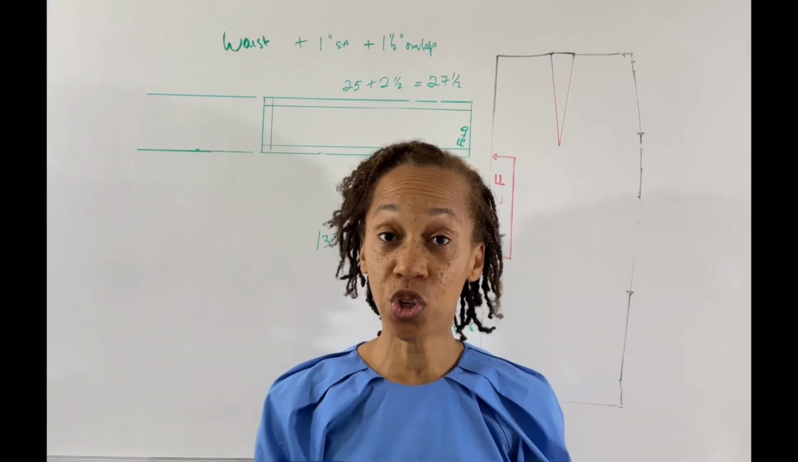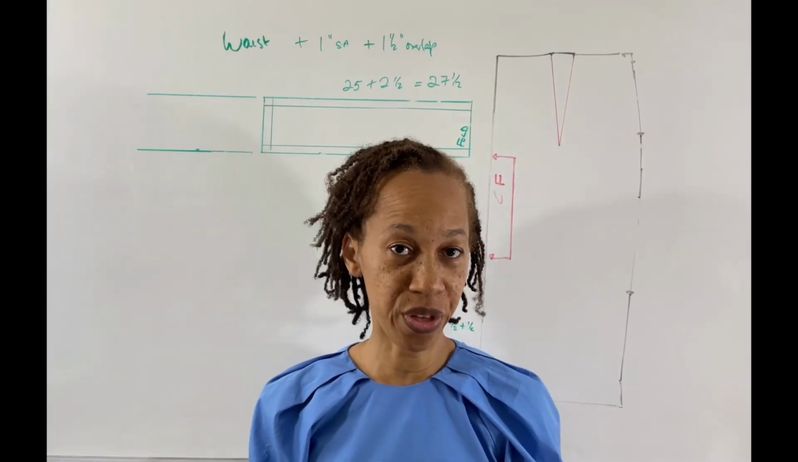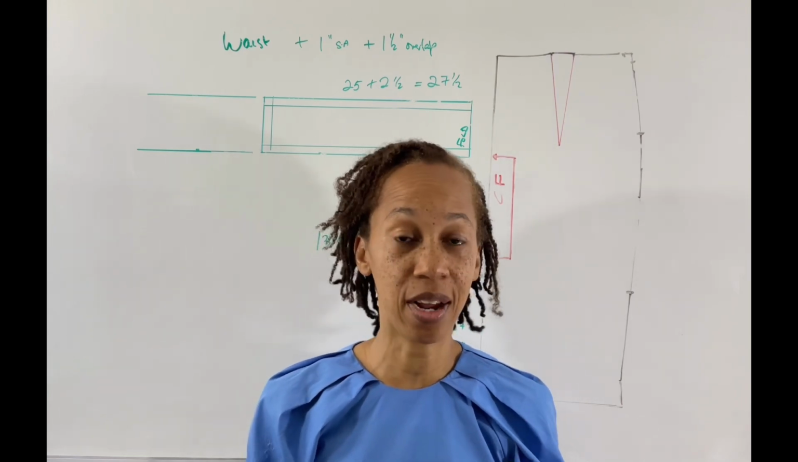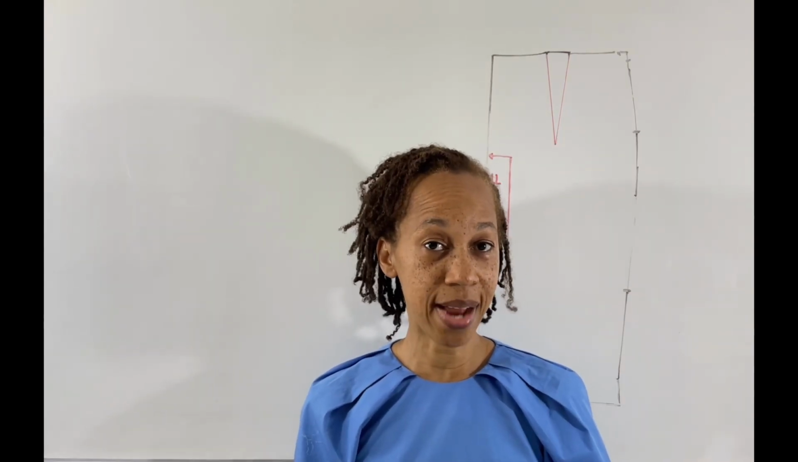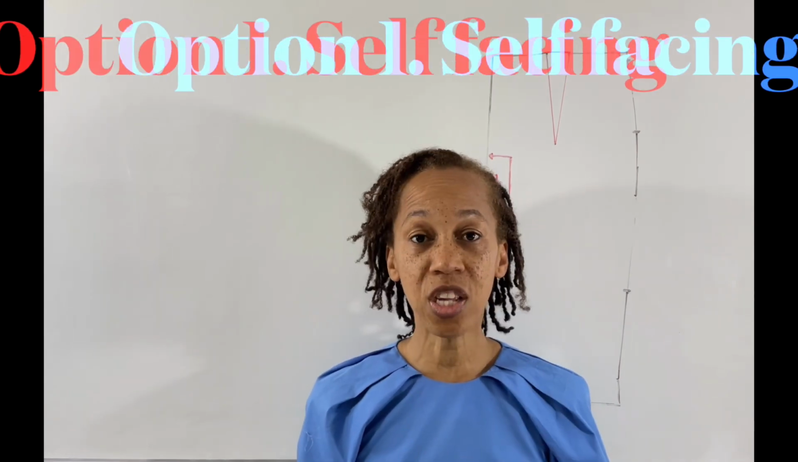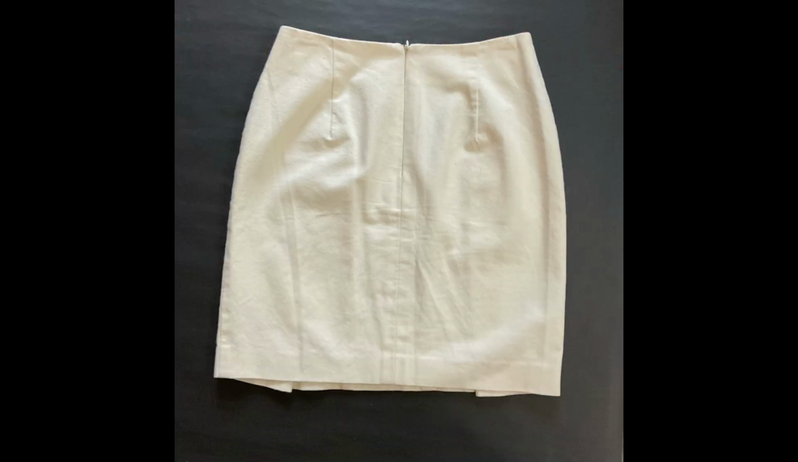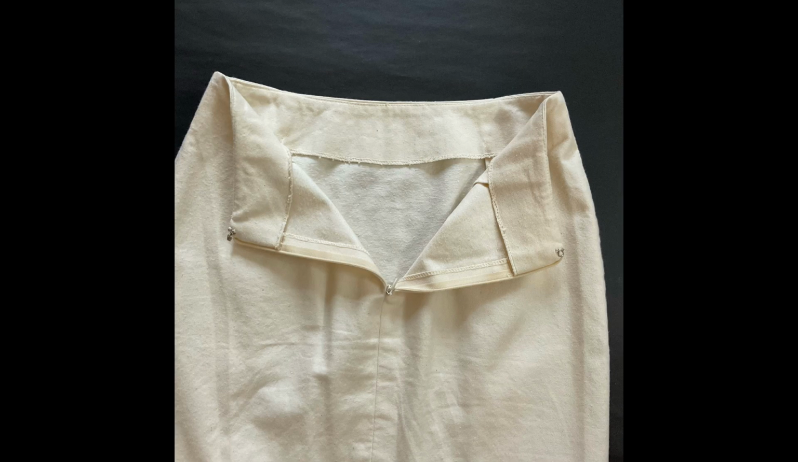Okay, so now I'm going to show you two other optional methods of clean finishing your garment if you don't want to use the standard rectangular waistband. If you don't want to use a traditional rectangular waistband on your garment, then you might have two other options. The first option that you'll have is using a self-facing. So when you're using a self-facing, you will notice that there's no waistband here, and on the inside you have the garment looking like this, where there is just a self-facing.